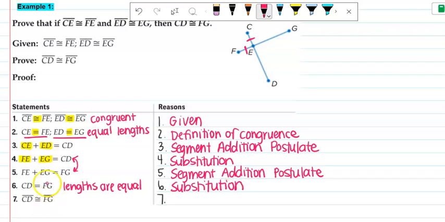And then we're moving from that equal sign to that congruent sign. So remember, when we switch from equal to congruent or congruent back to equal, this is our definition of congruent, because we know what the word congruence means.